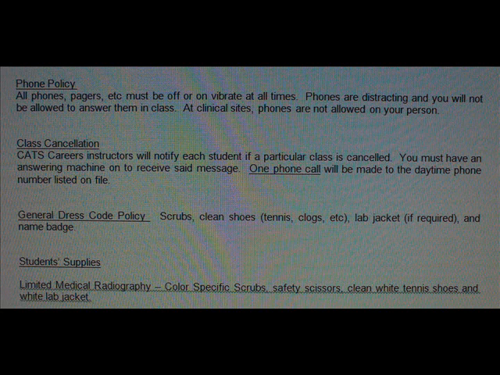Class cancellation. If your instructor has to cancel class, your instructor will call you personally to cancel class 2 hours in advance. One phone call will be made to the daytime number listed, so make sure you have the correct number on file. Make sure you have an answering machine message because there will be one phone call made. Dress code policy. You all have received your dress code policy. Student supplies. For limited medical radiography, you're going to need scrubs, safety scissors, clean white shoes, and a lab jacket.